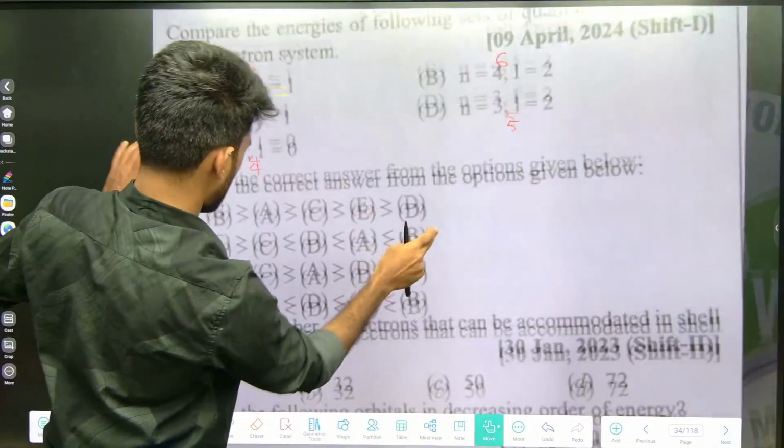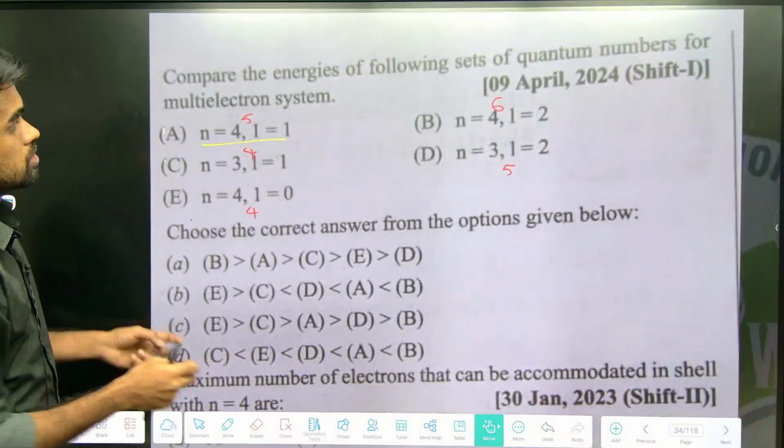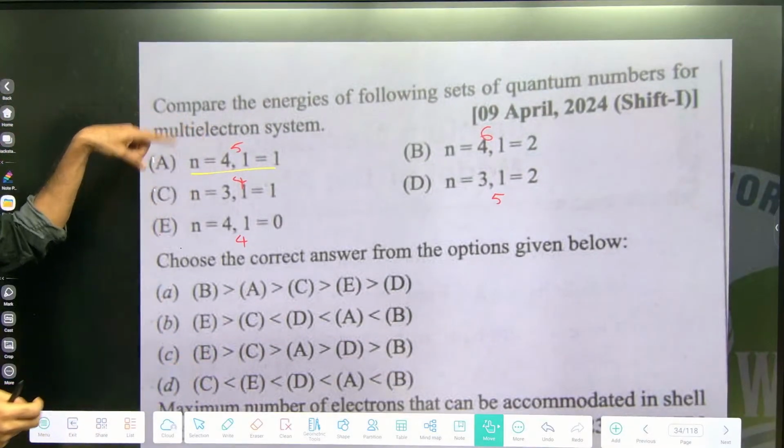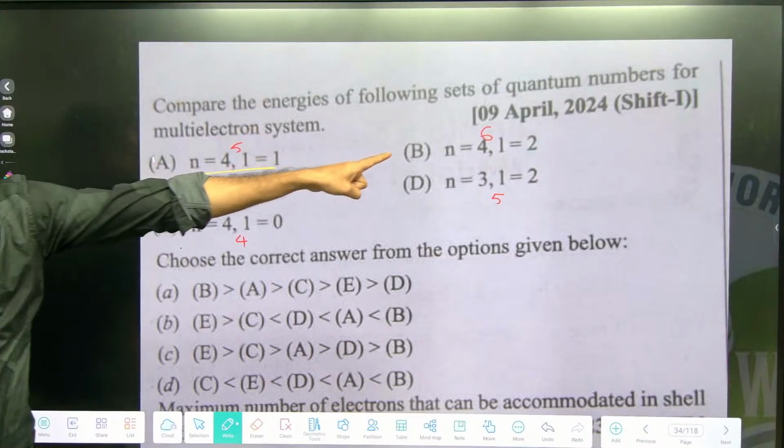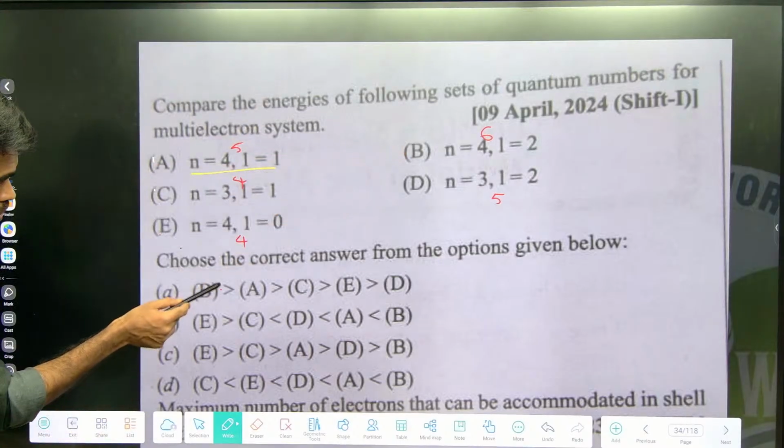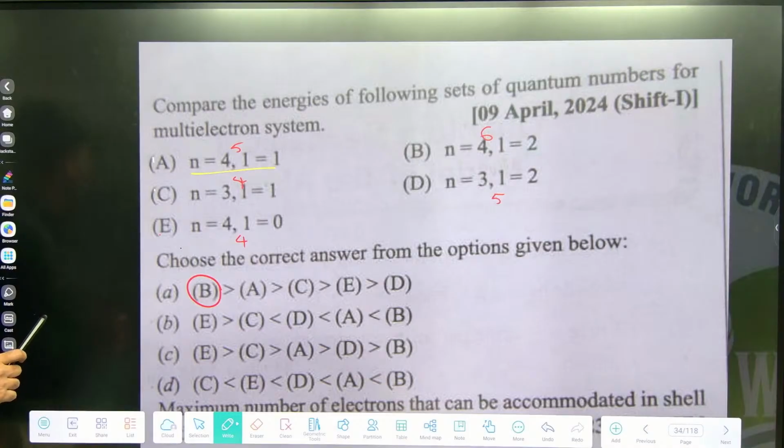So let's go with the options. They are asking these options to be arranged in the increasing order or decreasing order. Tell me which is the perfect answer. Highest energy is for which one? B. Which option is having B? Only the first option is having B. It means definitely the first option only is correct. That's it. You got everyone how to do that?